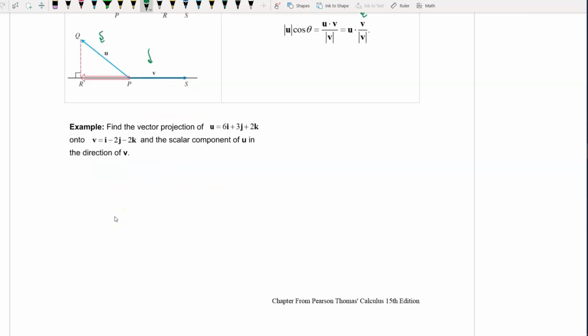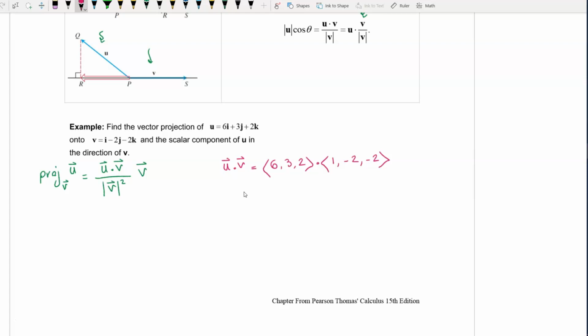Example: find the vector projection of u equal to 6i plus 3j plus 2k onto v equal to i minus 2j minus 2k, and the scalar component of u in the direction of v. By the definition, the projection of u onto v is given by u dot v over the length of v squared times vector v. So first I'm finding the dot product of these two vectors.